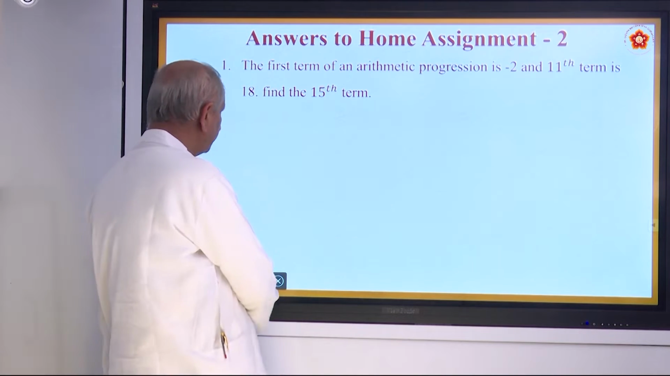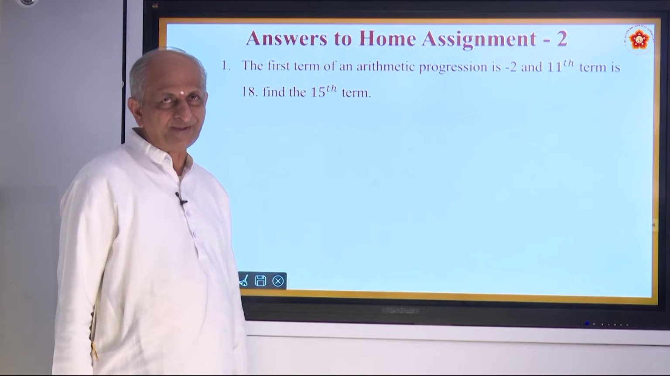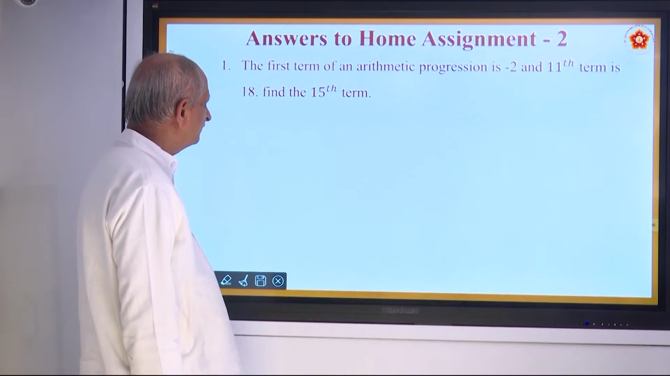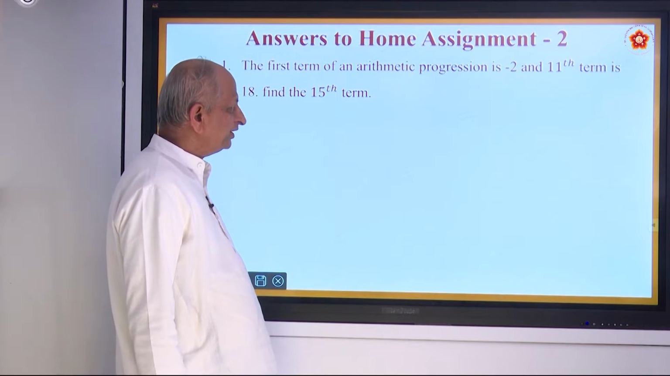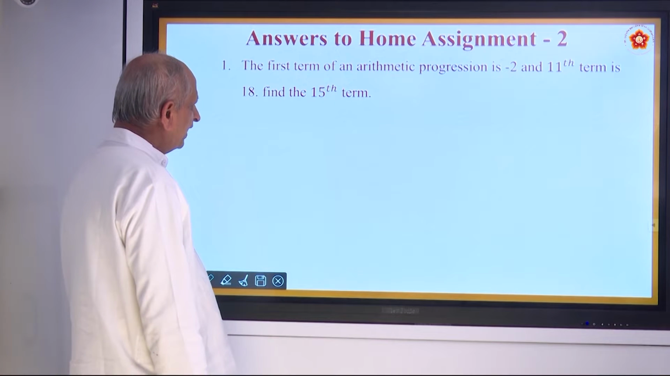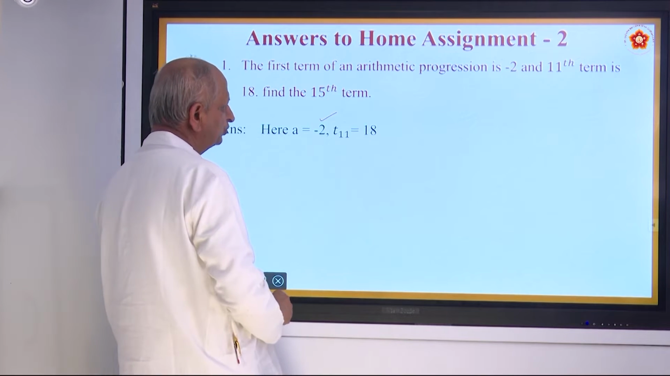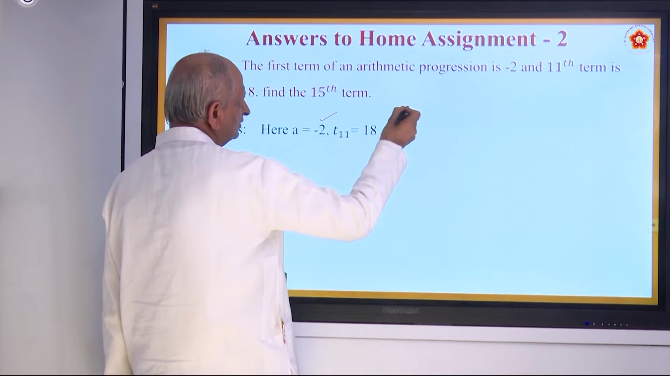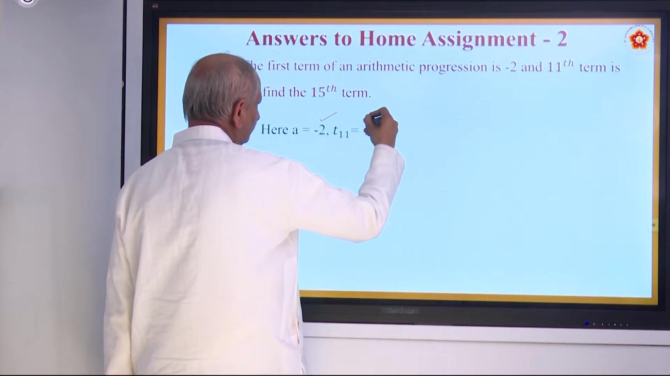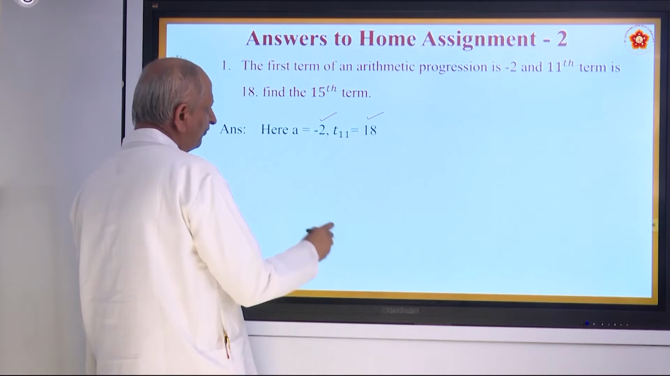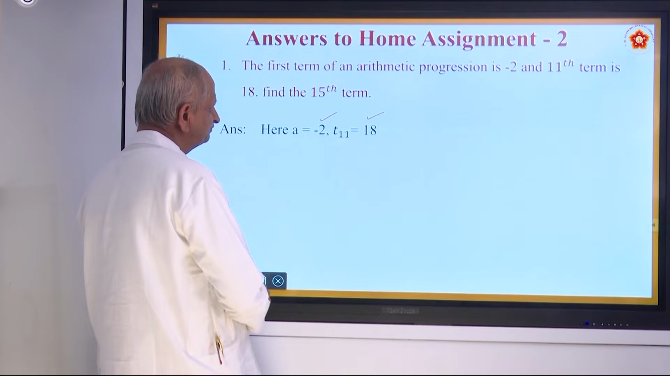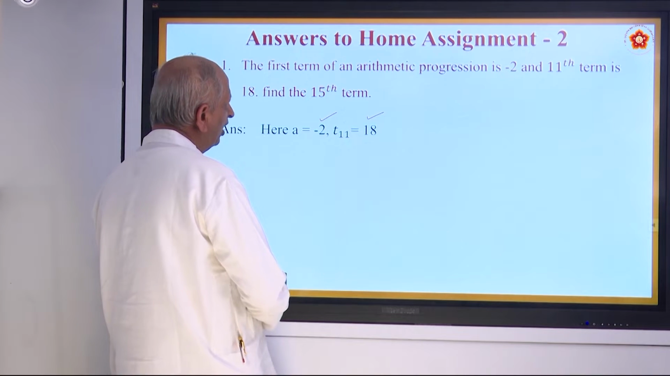Now when you come to the home assignment, first question: the first term of an arithmetic progression is -2, first we call it a, -2, and the 11th term is 18. Find the 15th term and the common difference.